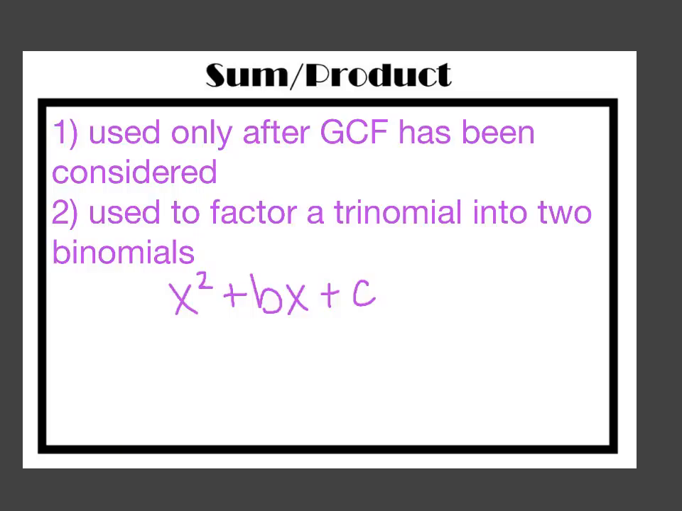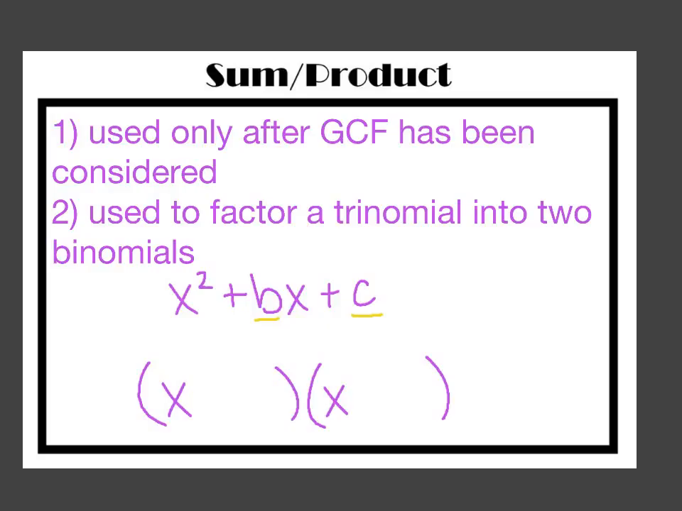Now, of course, the b and the c are going to be numbers. They're not going to be variables. But we're going to factor this trinomial into two smaller binomials. And these binomials are always going to start out with the letter x. And that is because I need to go x times x to make this x squared.